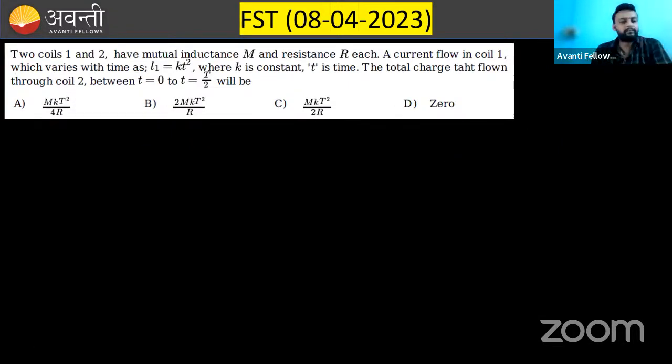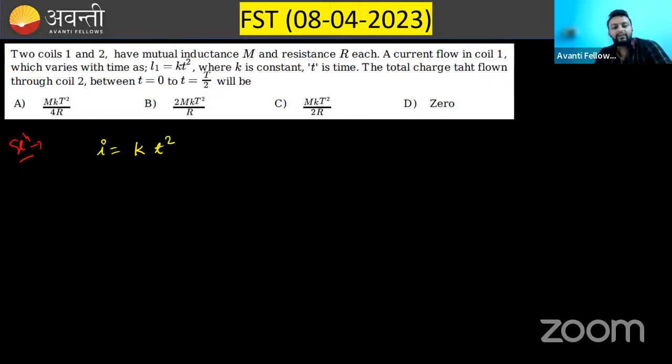Okay, again, there is another class 12 question. Question says, two coils 1 and 2 have mutual inductance M and resistance R each. A current flows in coil 1 which varies with time as I equals Kt square. That means current is given as K into t square, where K is a constant, t is time. The total charge that flowed through coil 2 between t equals 0 to t equals t by 2.